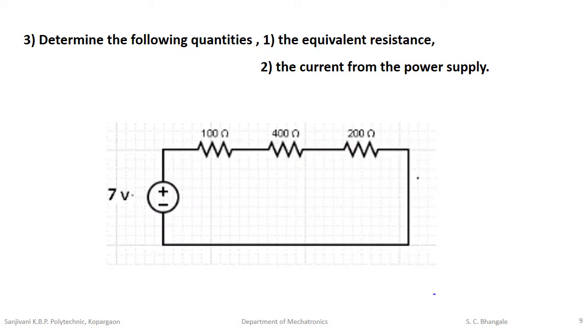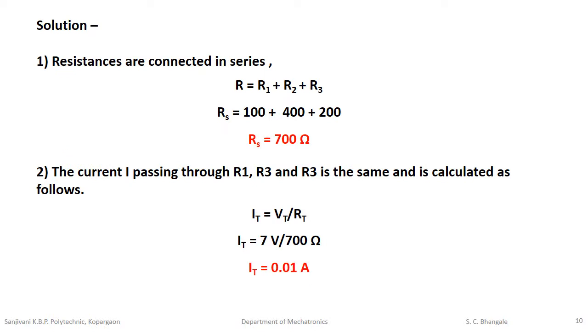The third example is to determine the equivalent resistance of the circuit as well as again the current from the power supply. This time the voltage rating is 7 volt and the three resistors are 100 ohm, 400 ohm and 200 ohm, connected one after another. So this is again a circuit in which the resistances are connected in series. We will calculate the equivalent resistance of the circuit. R equals R1 plus R2 plus R3, that is RS equals 100 plus 400 plus 200. If we take the addition, the total equivalent resistance of the circuit is 700 ohm.